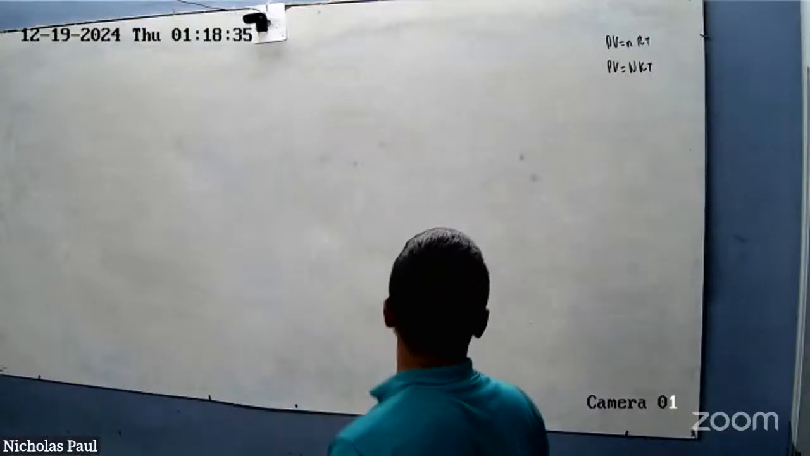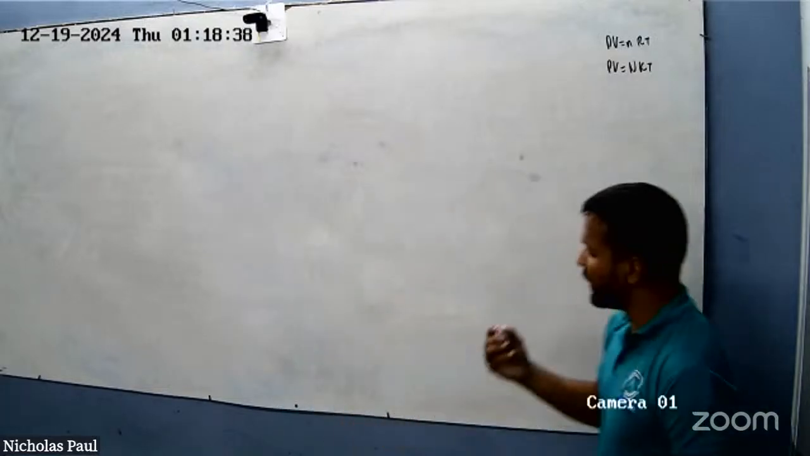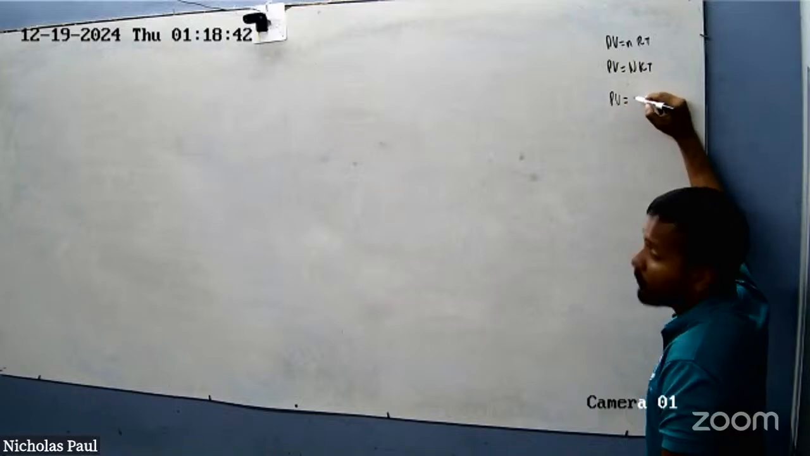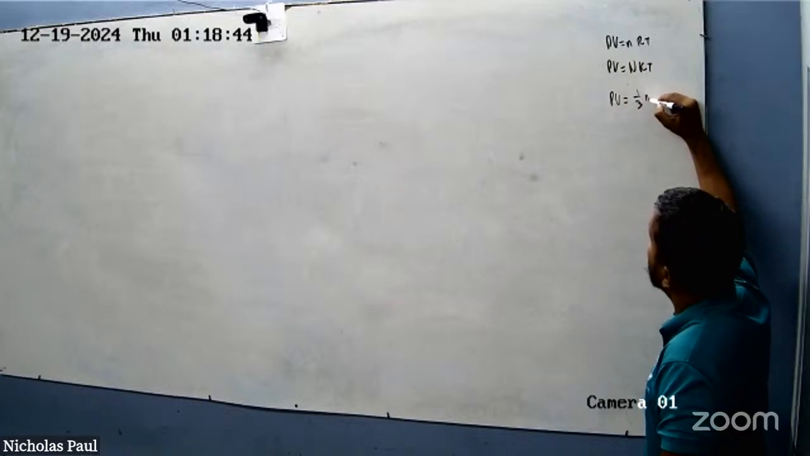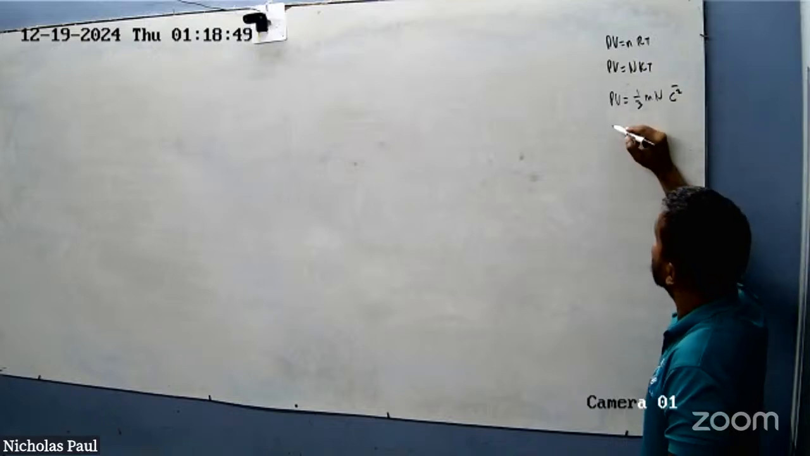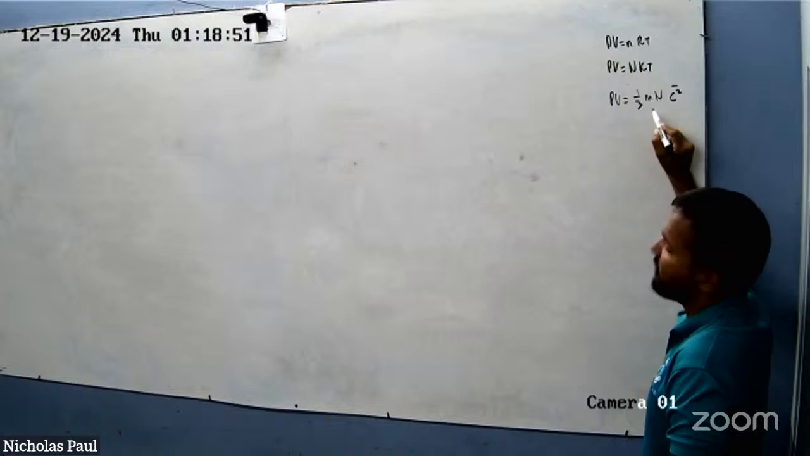Right. So what else did we have? PV is the one that we proved yesterday, the long one. PV is equal to a third m n mean squared, right? And I know I didn't give you this version.